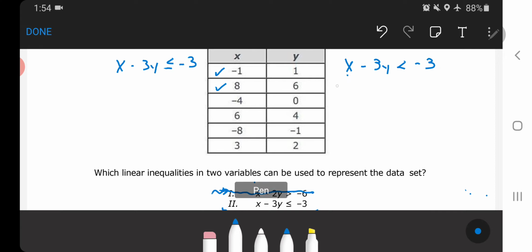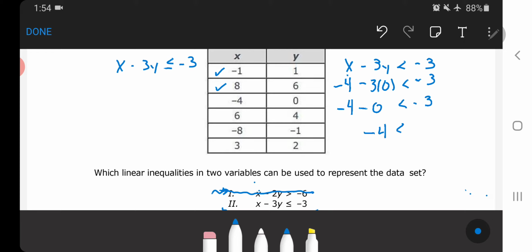Plugging in negative 4 for the x, so negative 4 minus 3 times 0. So we get negative 4. Well, negative 3 times 0, of course, is 0. And of course, negative 4 minus 0 is negative 4, so is negative 4 less than negative 3? True statement. Negative 4 less than or equal to negative 3. Once again, true statement, so that works out. Alright, plug in our next point.